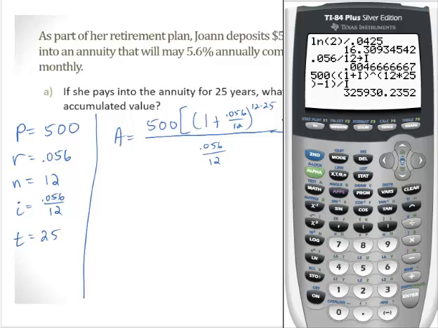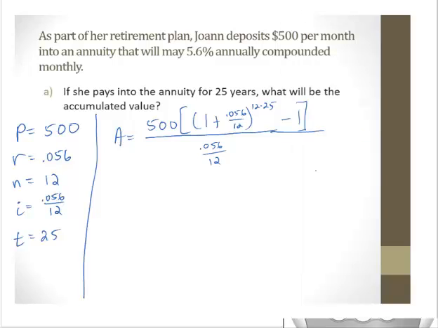$325,930. So let's just approximate to the nearest thousand. So approximately $325,930.